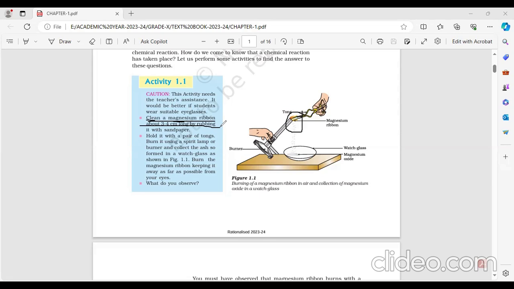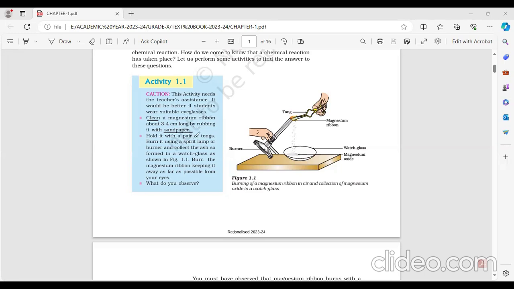Because magnesium is a metal, right? So when it is exposed to air, a magnesium oxide layer forms on the magnesium ribbon. Suppose you do not clean it, if you do not rub it with the sandpaper and you try to burn it, it takes more time to get burned, and you will also not get the proper chemical reactions. For that reason, we need to rub it, we need to clean it.